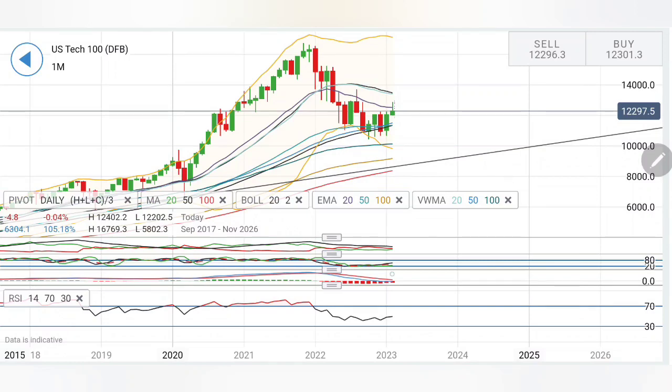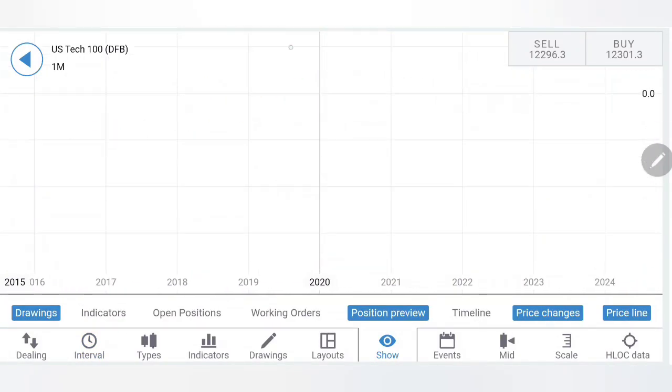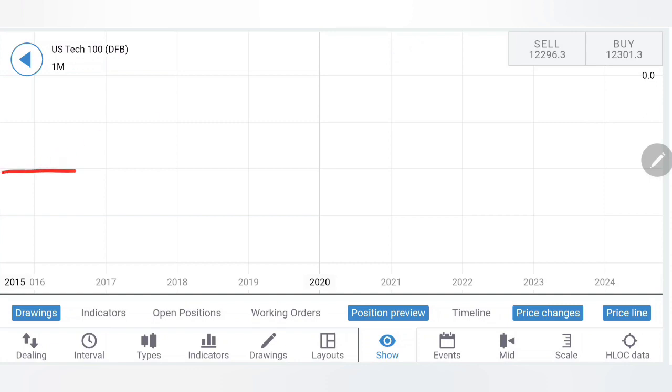So we have seen the charts, you have seen the indicators. Time for us to define the strategy and levels so that you can profit next week.